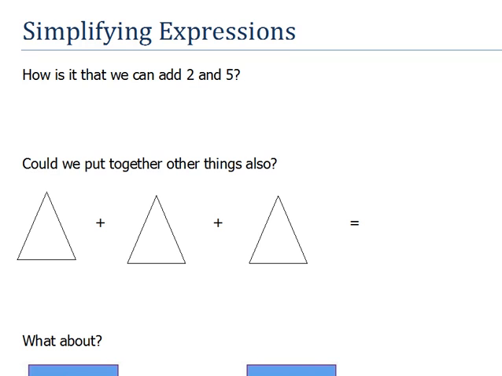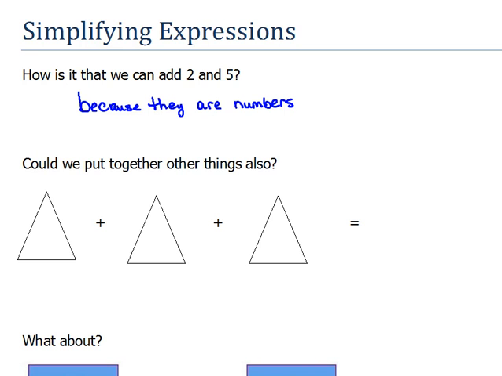Okay, how is it that we can add 2 and 5? Well, whenever I say that, probably the first thing you think is, well, of course we can add those things. They're numbers. We just add them together. That's exactly why we can add them together, because they are numbers. They are both similar items, so we can group them together.